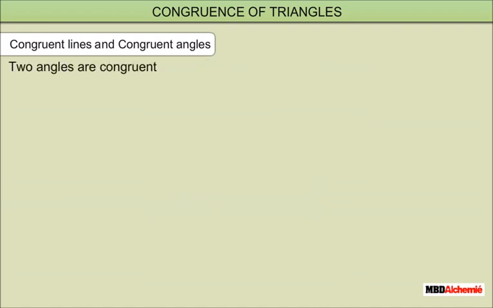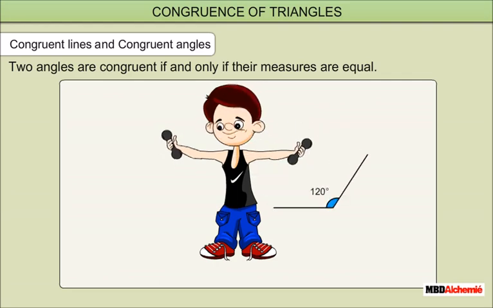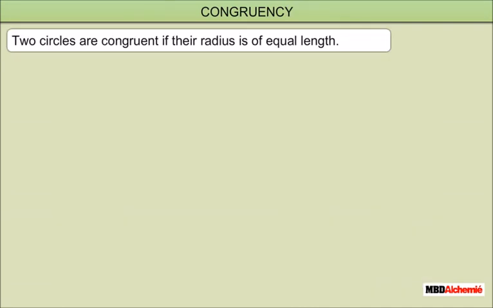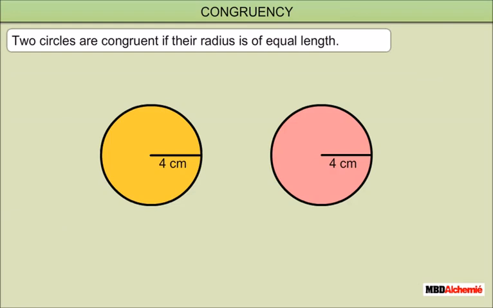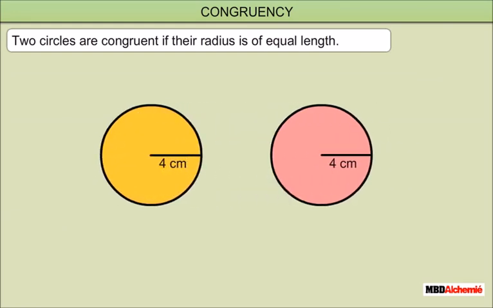Two angles are congruent if and only if their measures are equal. For example, this boy folds both the hands to a same stage, so the angles formed by his hands are congruent. Two circles are congruent if their radius is of equal length. For example, the circles shown here are of same radii, thus they are congruent.